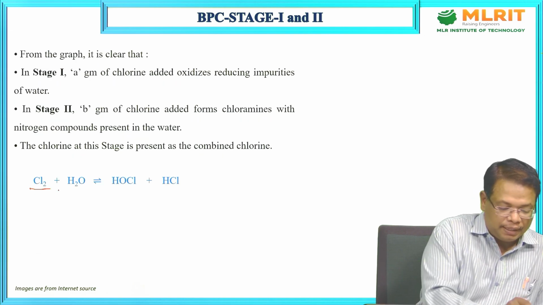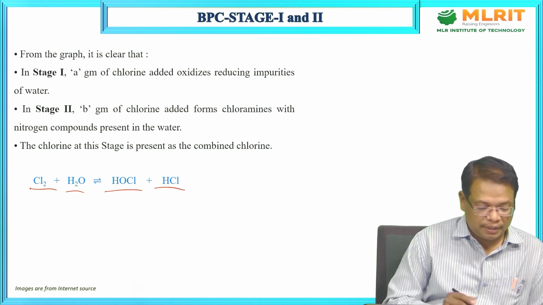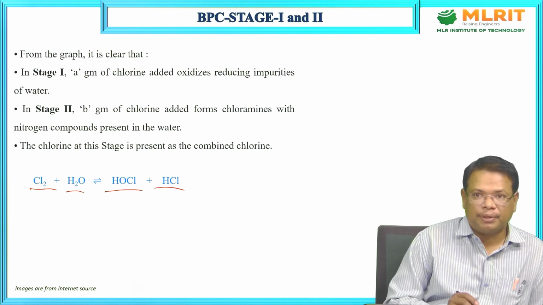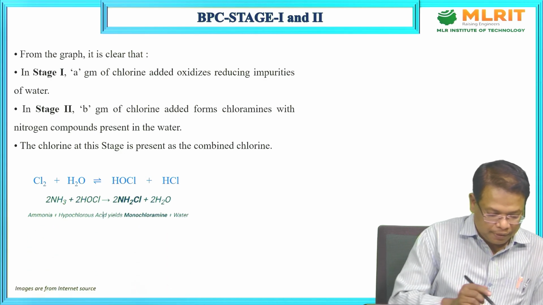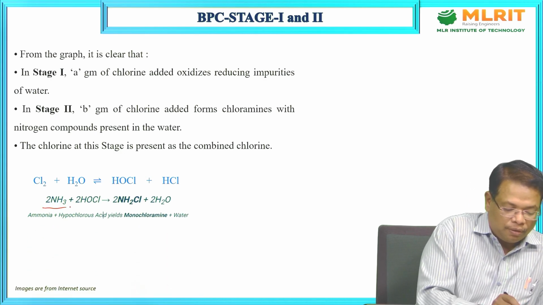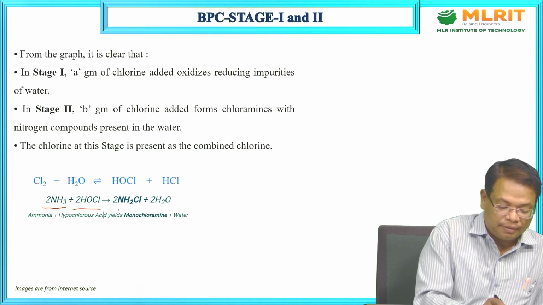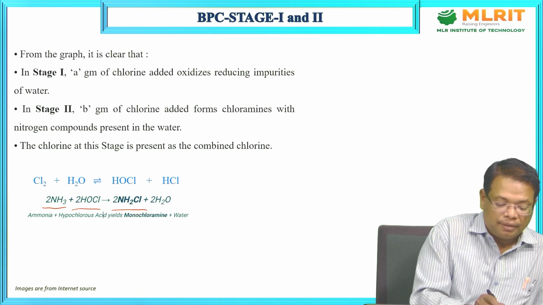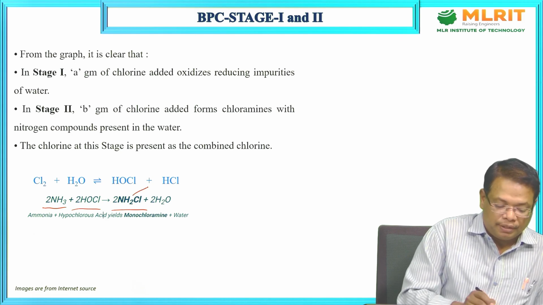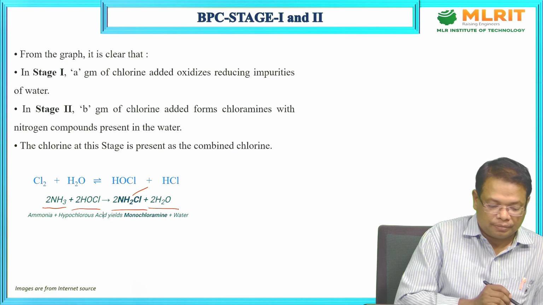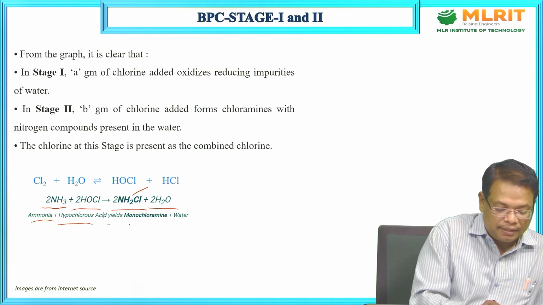So this is Cl2, H2O, hypochlorous acid, and HCl. This is the basic reaction in the addition of chlorine to water. Two ammonia molecules will react with two hypochlorous acid molecules, which gives rise to two NH2Cl molecules and 2H2O. Ammonia plus hypochlorous acid yields monochloramine.